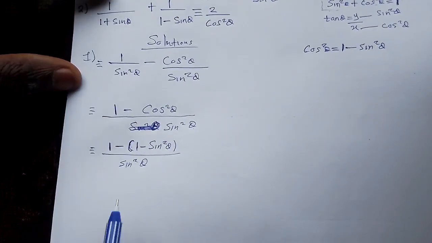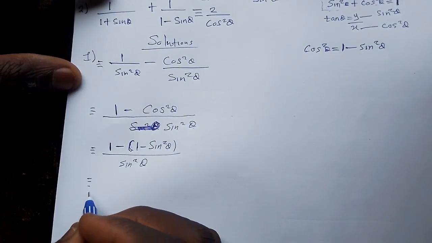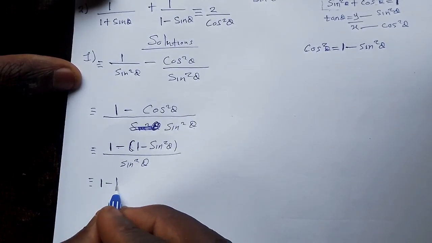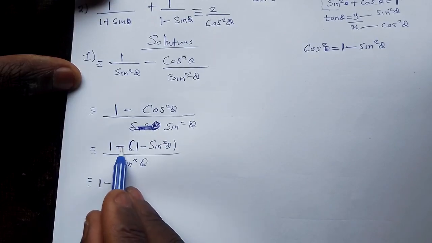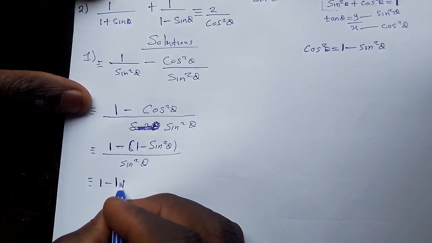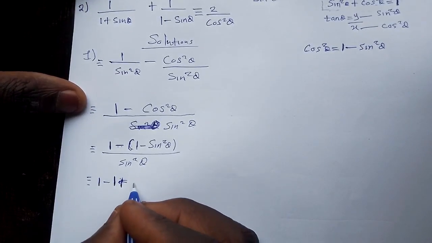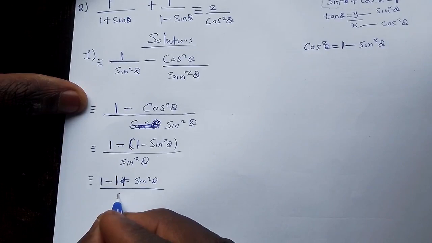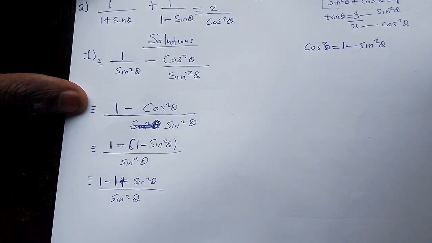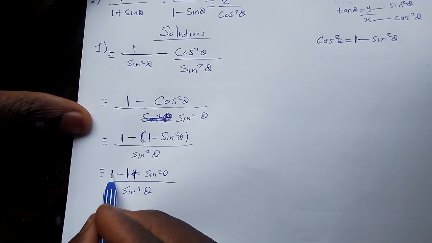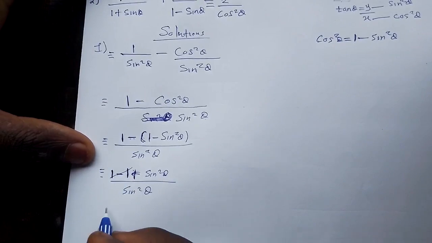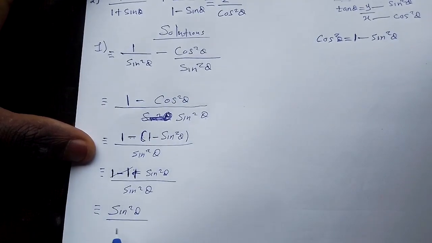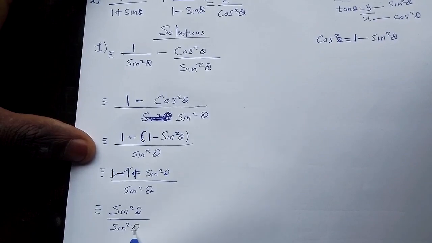Then from there, I need to multiply. Let me deal first with the brackets. Negative multiplied by 1, I'm going to get negative 1. Then negative multiplied by negative, I'm going to get positive sine 2 theta over the denominator, sine 2 theta. Then 1 minus 1, they are going to cancel each other. Therefore, I'm going to remain with sine 2 theta over sine 2 theta.